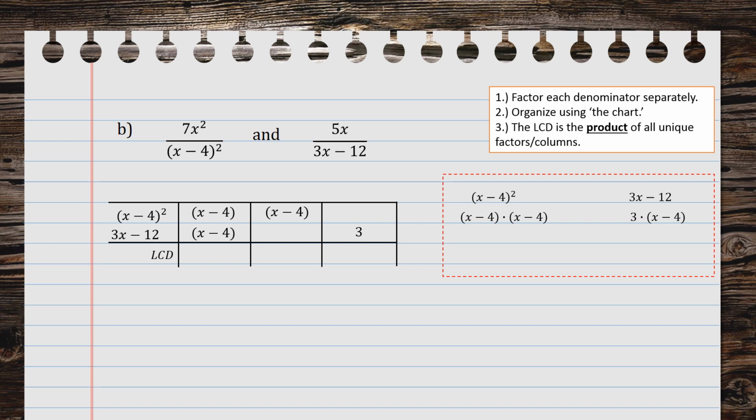Now that we have sorted the factors, we're ready to identify the LCD. The first column represents x minus 4, the middle column represents x minus 4, and the last column represents a 3. So your LCD is 3 times x minus 4 and x minus 4. We prefer to have the 3 at the front so that it looks like a distributive property.